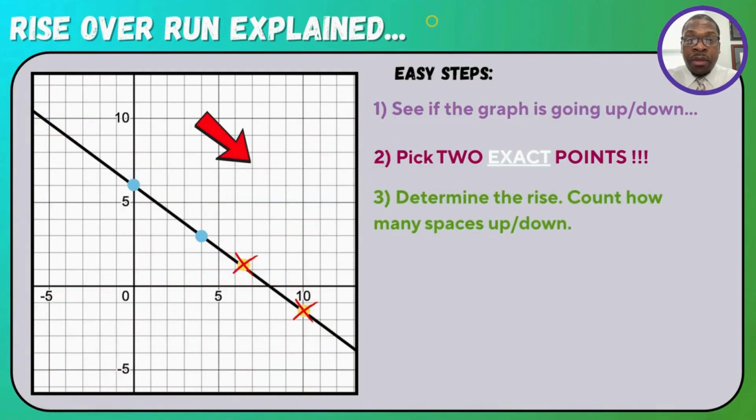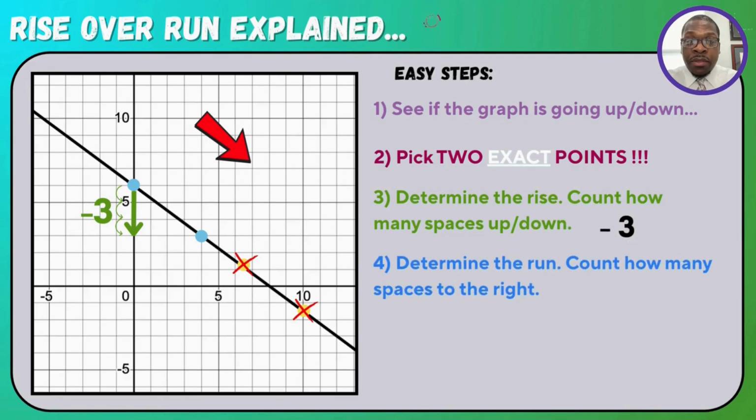Okay, third step, determine the rise. Count how many spaces up or down. Now, in this case, our graph is going down, so we're going to count how many spaces did it go down. Okay, we can see it went down to this level, and it went down 1, 2, 3 spaces. If it went down 3 spaces, that would be considered -3.